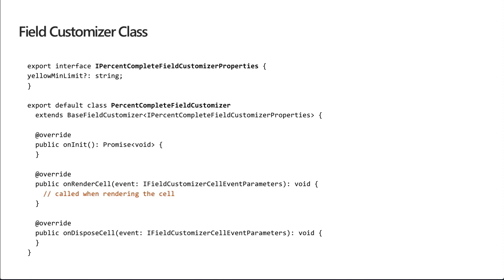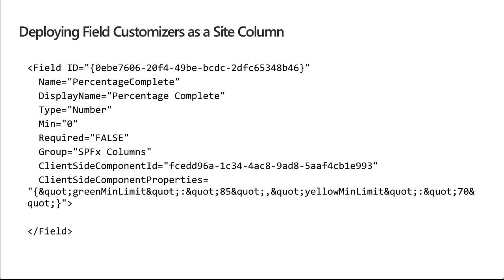Inside of this, you'll be able to reference the event and this.domElement, just like you do with a web part. That's going to point to the div where the cell is currently being rendered. So you can then write anything you want inside of that div. You have full control over how all of that works.